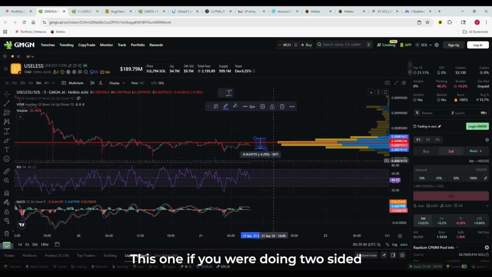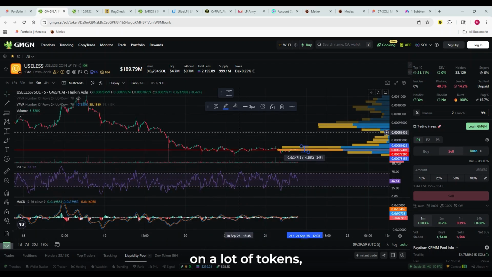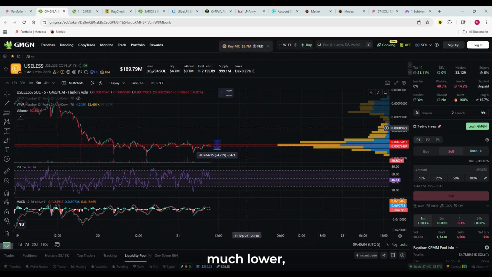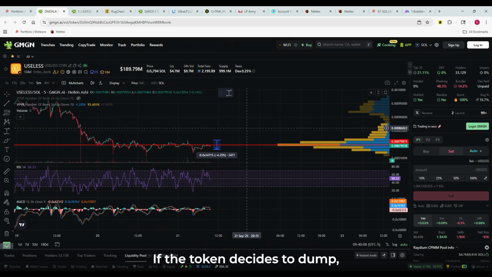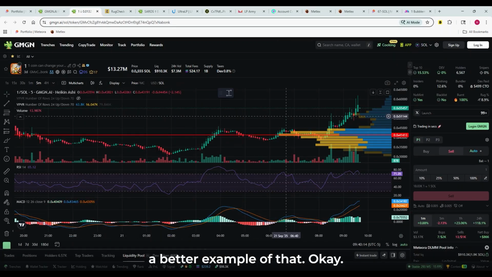If you were doing two-sided, you would want to have that on both sides. Now, that being said, on a lot of tokens, I will have a tendency to go much lower, and that's to help protect myself if the token decides to dump. I'm going to look at a different chart to kind of give you a better example of that.